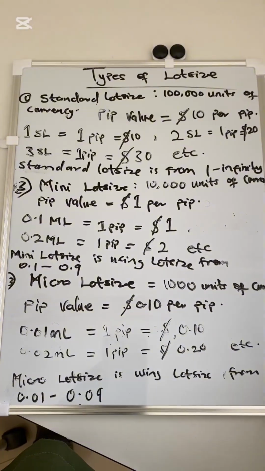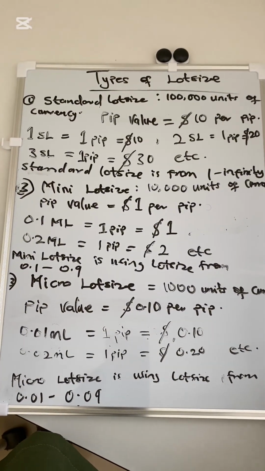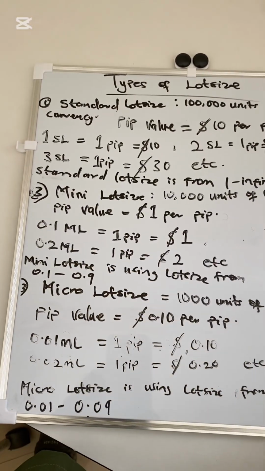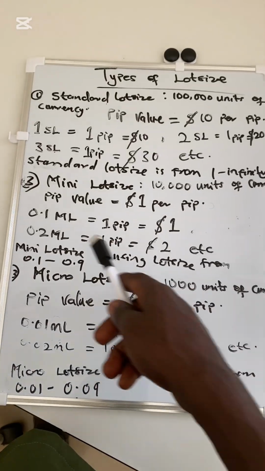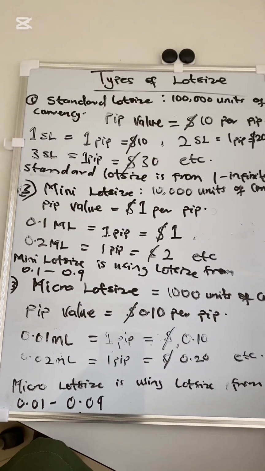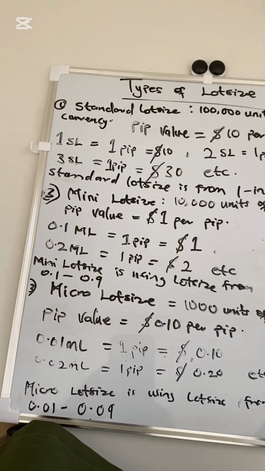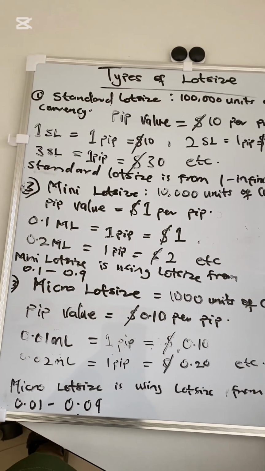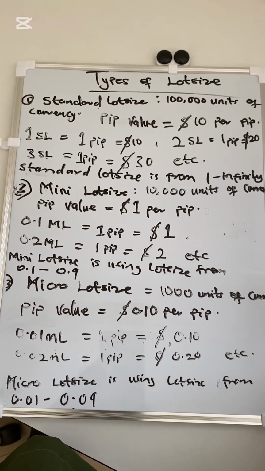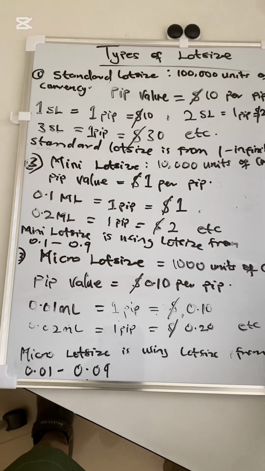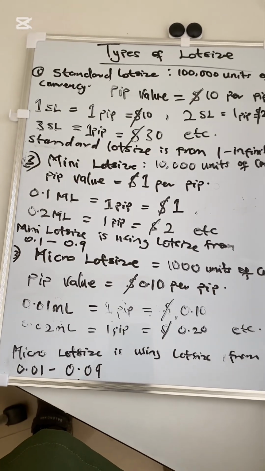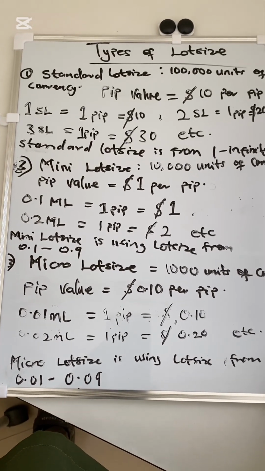If you have, let me say, a 5,000 USD account, you can use a mini lot size of 0.1, 0.2, 0.3, any of them. But if you have, let's say, a 100,000 USD account, you can use a standard lot size. So always make sure you understand the correlation between a lot size, pip movement, and account.